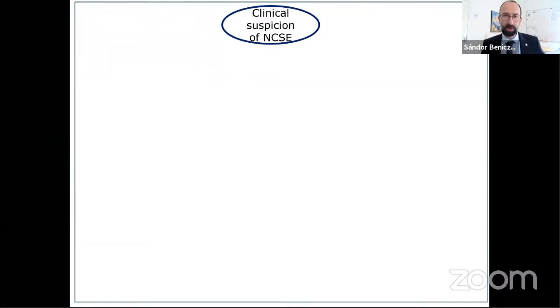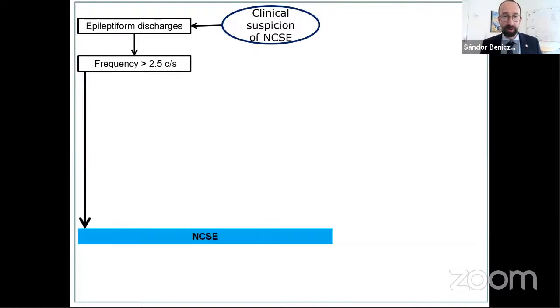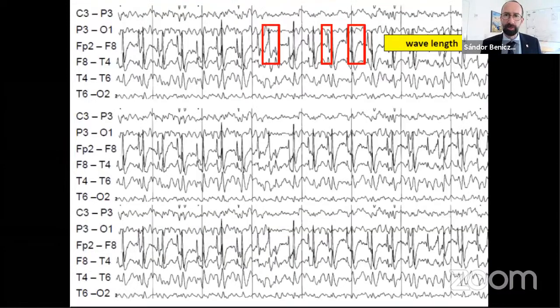So if based on these clinical criteria there is an indication for doing an EEG, then you watch out for the epileptiform discharges. And if the frequency of the epileptiform discharges is beyond 2.5 hertz, or cycles per second, then we call this the primary criterion, and this fulfills the first Salzburg criterion, so you can diagnose this as non-convulsive status epilepticus. We thought this was really straightforward, but then we were a little bit surprised when we saw how this was applied in practice in several places.